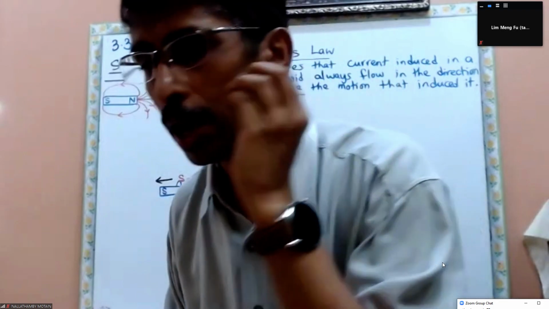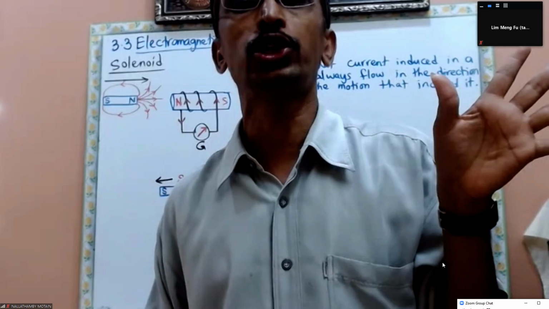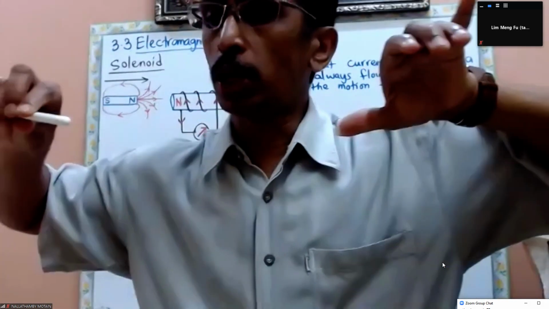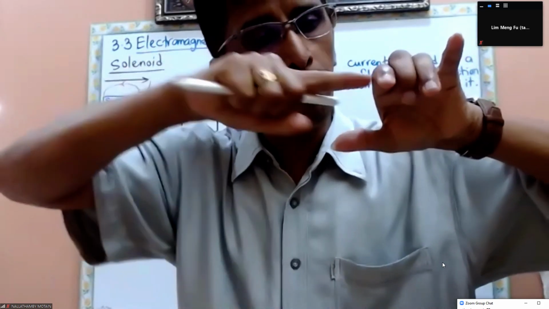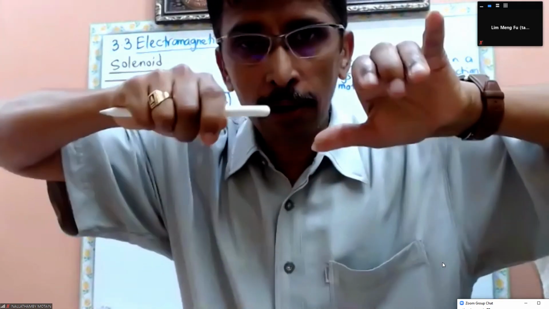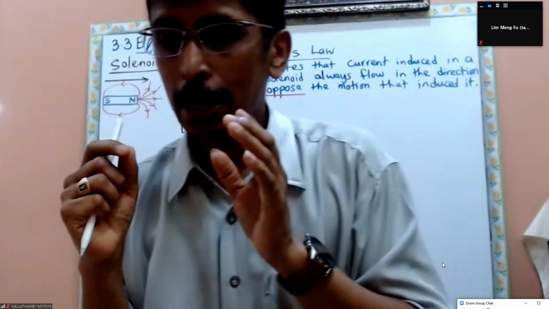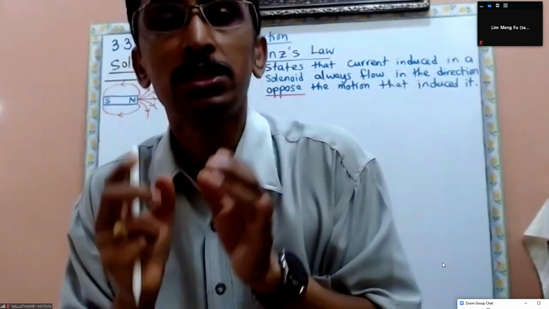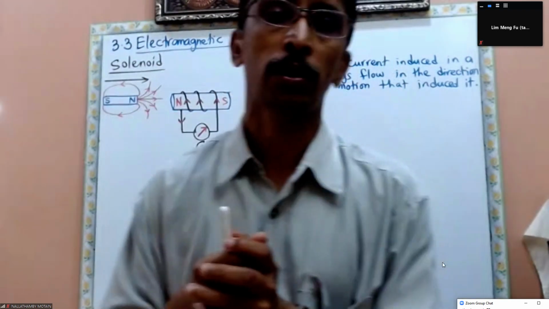Actually, we straight away apply Lenz's law. Lenz's law states that current induced always flows in the direction that opposes the motion. So if a pole goes in, check first what pole it is. Here it will produce the same pole so that it can oppose. If you want to pull out, see what pole is leaving; here it produces unlike poles so that it can attract. This is a specific rule just to identify easily the direction of the induced current in the solenoid.